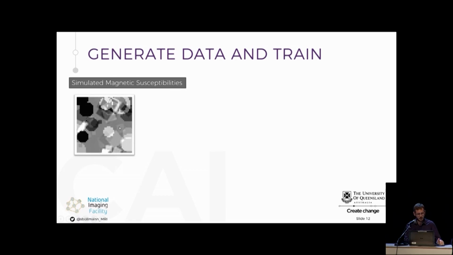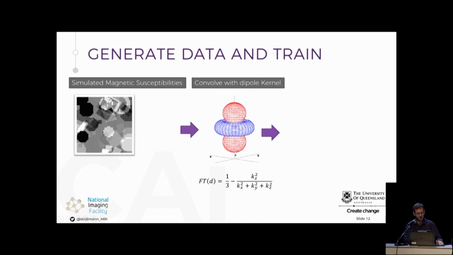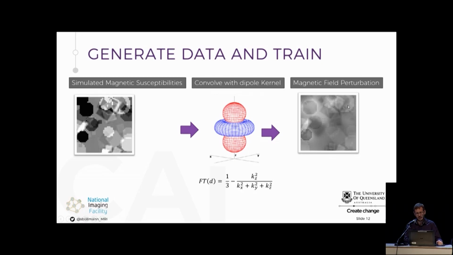So what we did is we started simulating some simple shapes, similar to the toy example I just showed you, just a couple more, because the network doesn't like background. If most of the image is background, the network will not learn. So we put a lot of these structures in there. Then we know our dipole kernel, which is the mathematical description of the kernel that we convolve our data with. And then we get our simulated magnetic field perturbation.